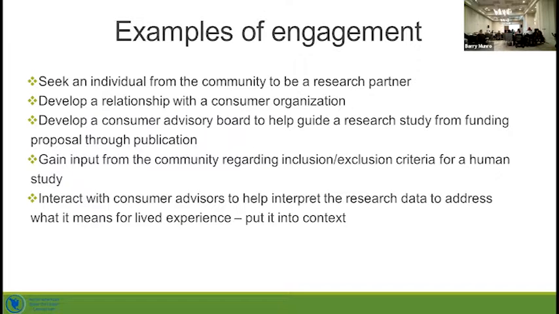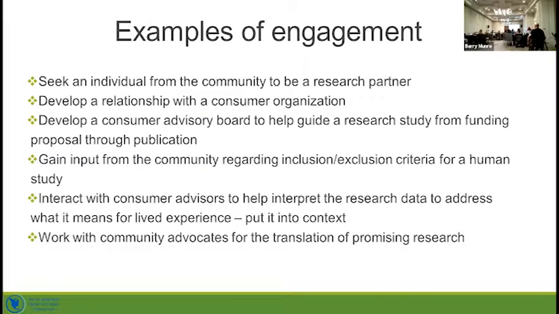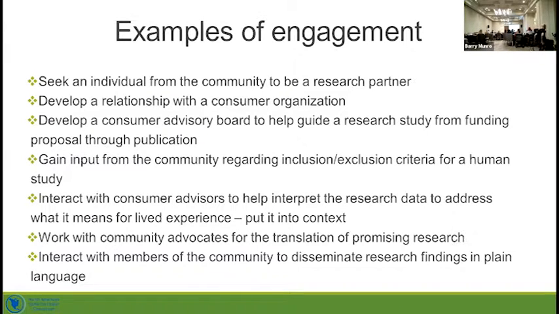Next one, interacting with consumer advisors, like I just mentioned, to help interpret the research data to put it into the context of the real world experience. And working with community advocates for the translation of promising research. And translation, I will home in on this a lot today. It's an entire spectrum of research that we're going to get to. Okay, and lastly, interacting with members of the community to disseminate the findings in lay language.